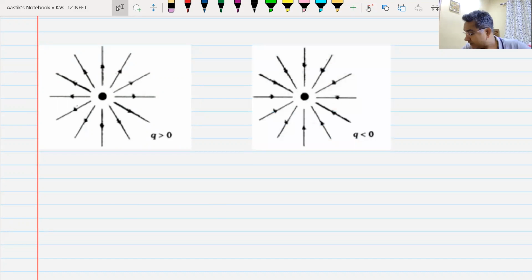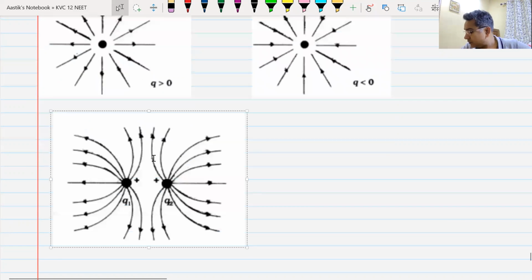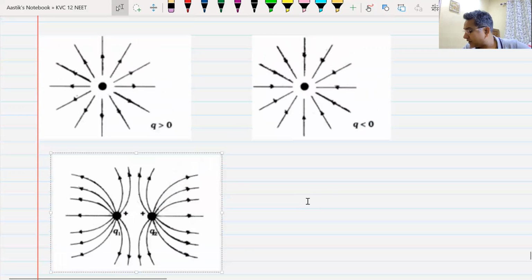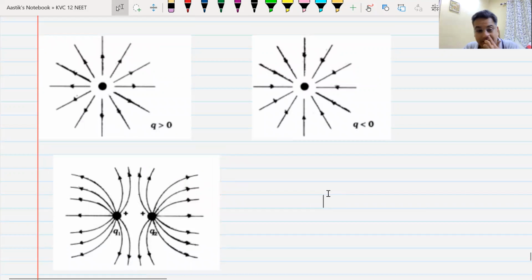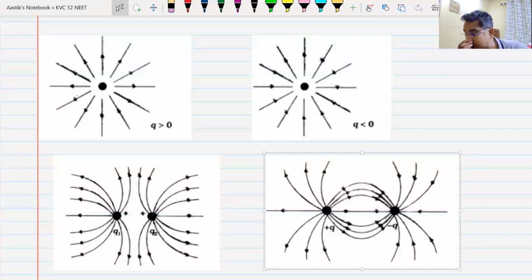These are the electric field lines between a positive and a negative charge. Between two positive charges, they are all going away. You can also draw this because I've seen these questions come in exams. Not for a single charge, but for multiple charges they ask how the electric field lines are drawn, or they will draw the electric field lines and then ask you what type of charges are there. So this is how the electric field lines are drawn.